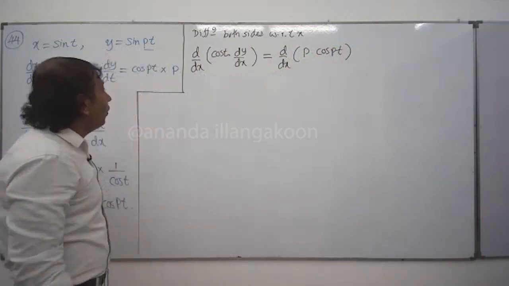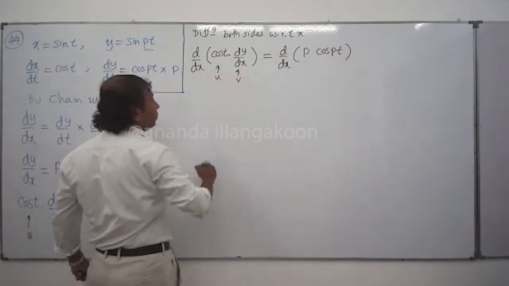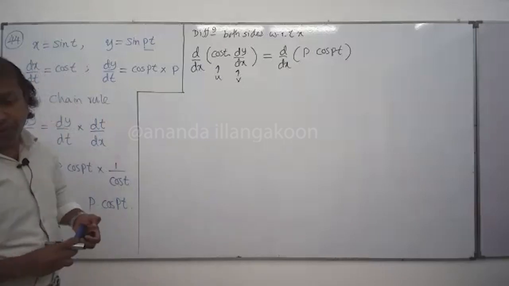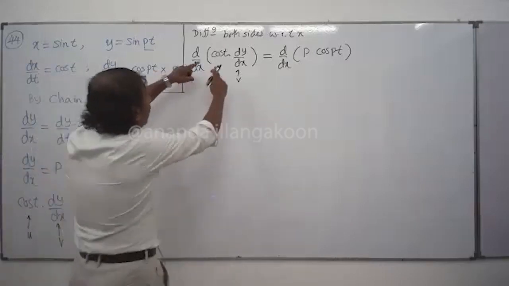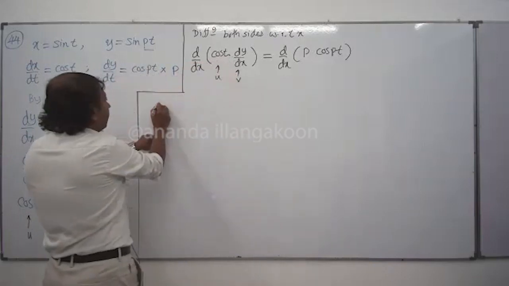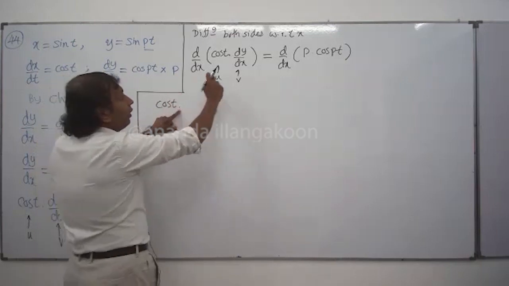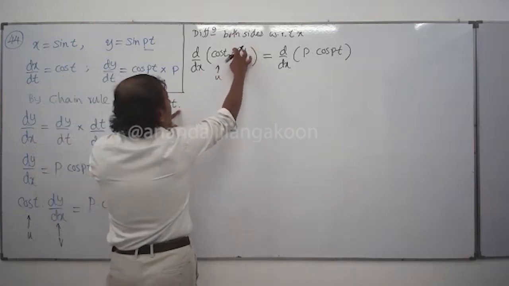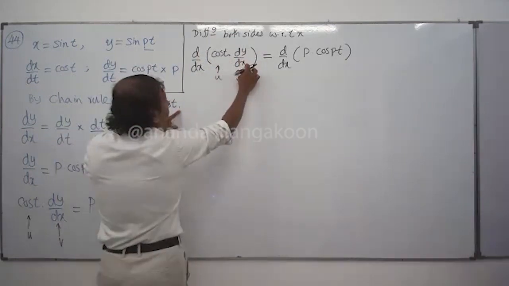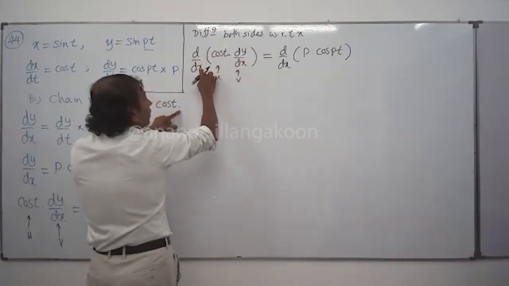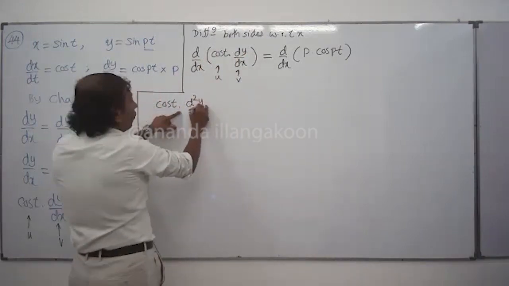Now here you have u into v form, people. How to differentiate u into v form? First, keep this u as the same, cos t, and differentiate this dy by dx with respect to x. When you differentiate dy by dx with respect to x, we get the second derivative, d2y over dx2.